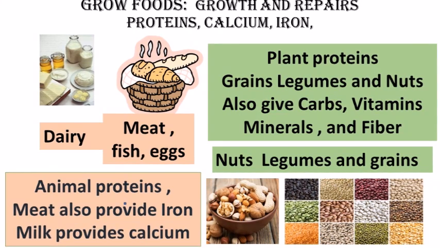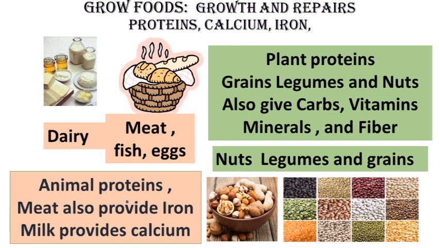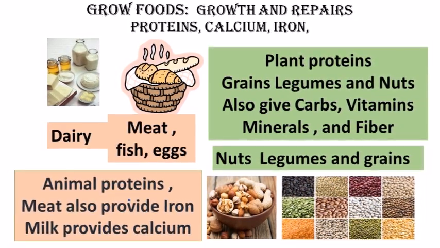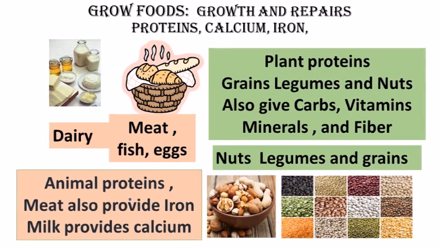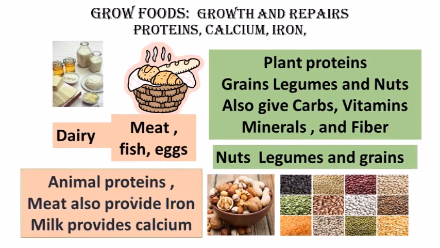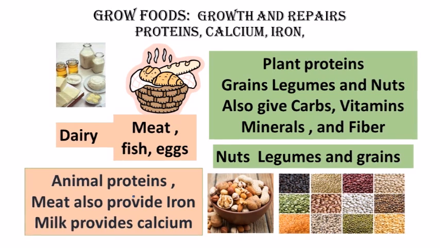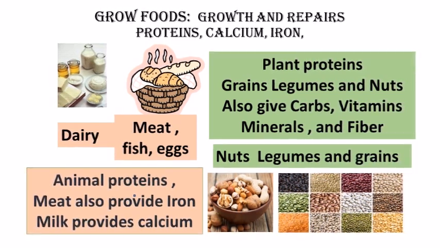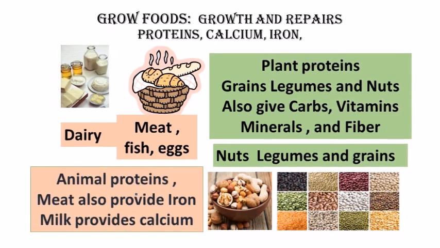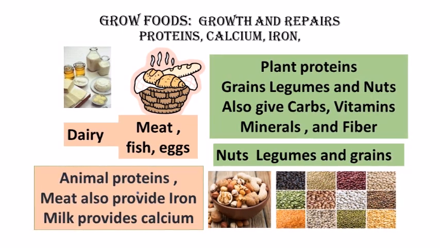Grow foods are for growth and repairs of the body. We can get proteins from animal sources like meat, fish, eggs, and dairy. And the proteins are also available from vegetable foods like pulses, legumes, and nuts. In addition to the major source of protein, meat also provides iron, and the dairy foods also provide calcium in addition to proteins. The grains and legumes also provide fiber and also some micronutrients and vitamins and minerals.